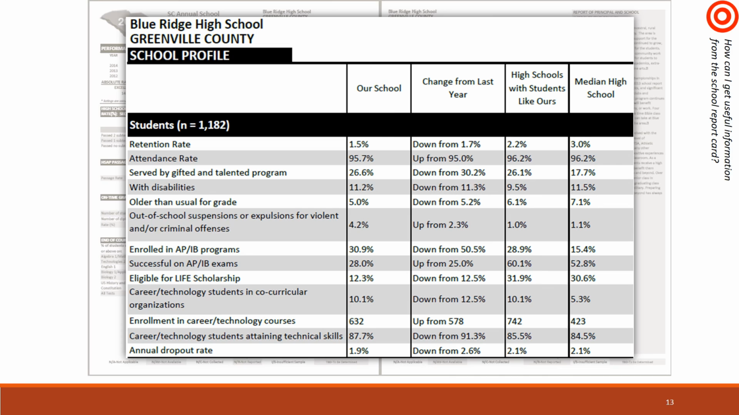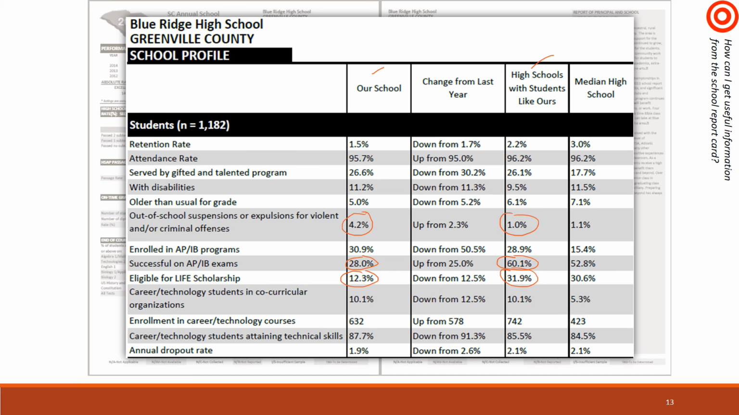So if we take a look at some of these and compare our numbers from our school compared to schools like ours, we look for big differences between these numbers. One that's a big difference is here. That stands out to me. Success on AP stands out to me. Eligible for Life Scholarship stands out to me. And pretty much the rest of these are in line.